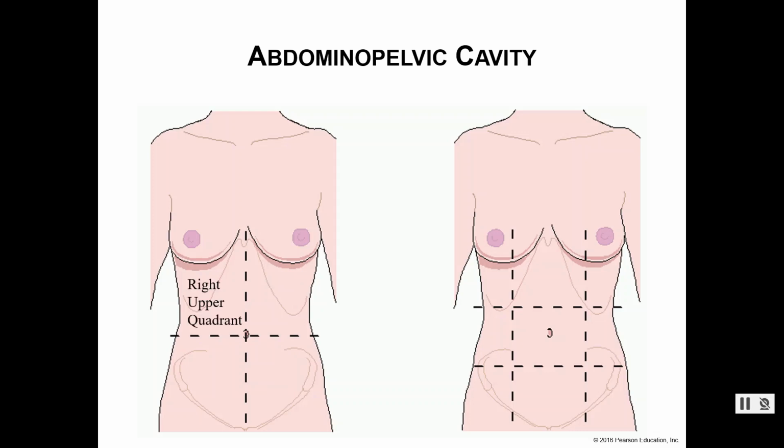All right, here we go. Right upper, right lower, left lower. These really aren't hard. There's only four. You have a right and a left. You have upper and lower. Spell quadrant correctly, please. Thank you.